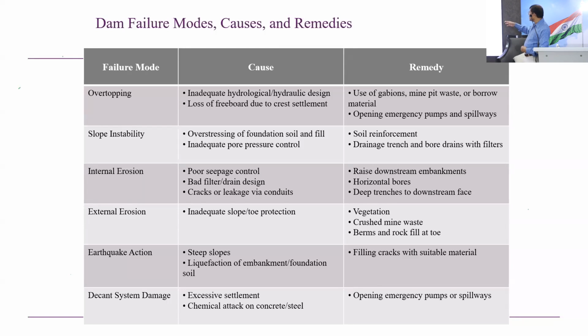Internal erosion, mostly downstream embankments are good for internal erosion. And for external erosion, if you do vegetation and put some berms or put some riprap or rock fill, they help. And for earthquake, mainly if there is any crack, they will first fail during the earthquake. That is the first thing you can see. Then for the decant system, if you have a good spillway design, then that will help.